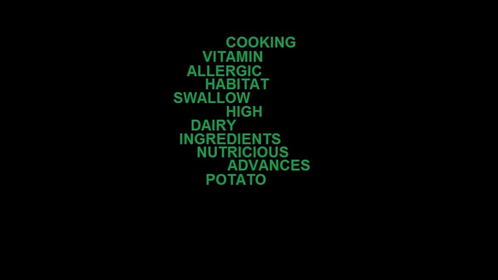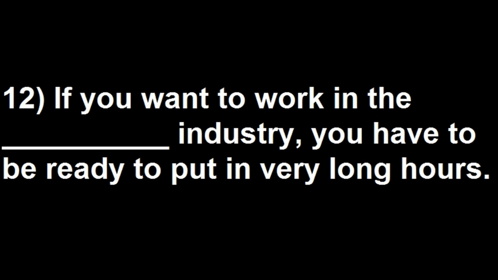Number 11. This vegetable is used to make chips and crisps. The answer to this is potato. Number 12. If you want to work in the catering industry, you have to be ready to put in very long hours. As you can see, all these words written in this particular order make another word related to health and nutrition. If you can see it, it's written vertically.